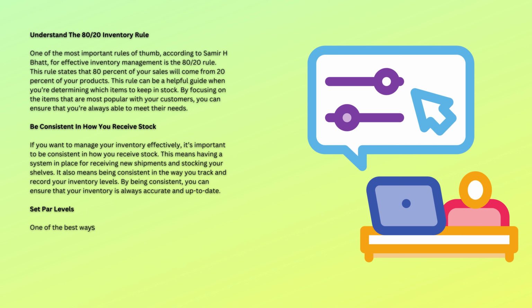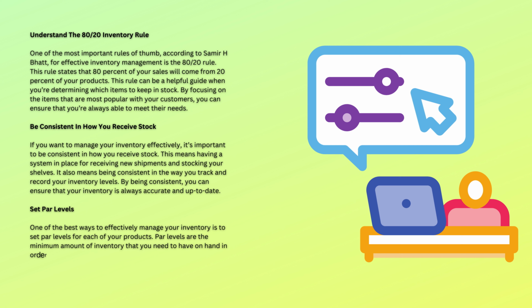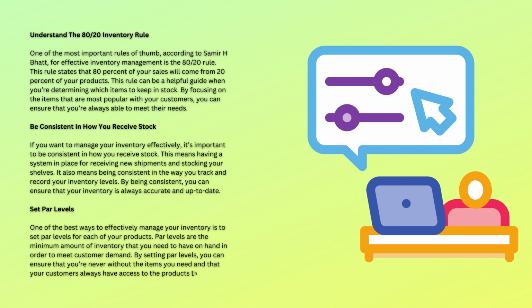Set par levels. One of the best ways to effectively manage your inventory is to set par levels for each of your products. Par levels are the minimum amount of inventory that you need to have on hand in order to meet customer demand. By setting par levels, you can ensure that you're never without the items you need and that your customers always have access to the products they want.